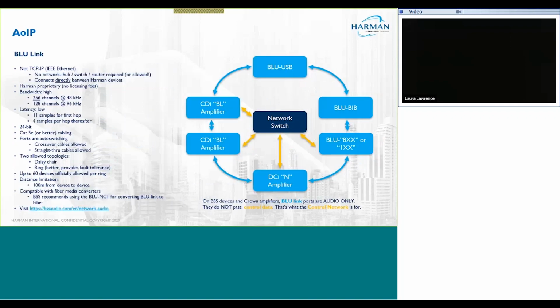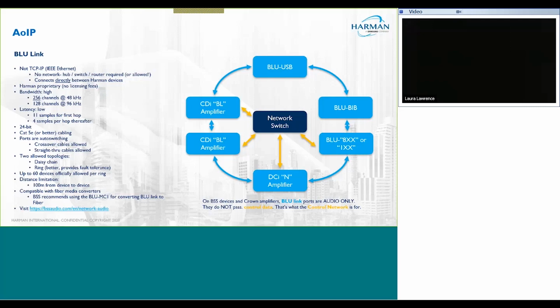Next up, of course, we're going alphabetically, so after A comes B, which is BLU Link. So the primary differentiator here with BLU Link is that it is not TCP/IP. It is IEEE Ethernet, but it is not TCP/IP, which means it does not go onto a network. Therefore, there are no switches, no routers, no hubs that are allowed in BLU Link. BLU Link is a direct connection from one HARMAN device to another.